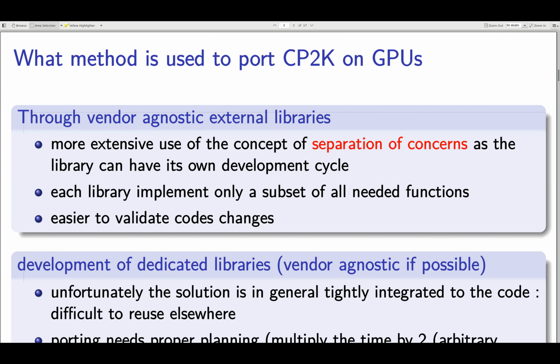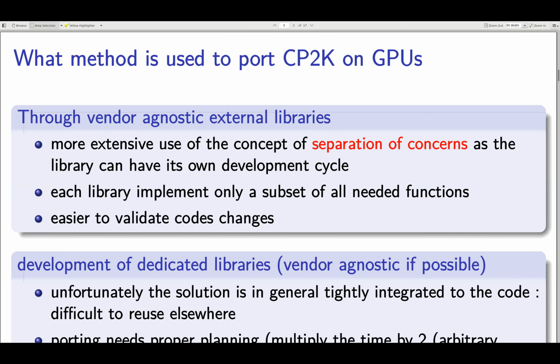The second method of development is to take a subpart of CP2K and develop a dedicated library for it, and make it vendor agnostic if possible. The problem with this solution is that it's usually tightly integrated into the code, and if someone wants to reuse this module in another context, they will probably have quite a hard time doing it.